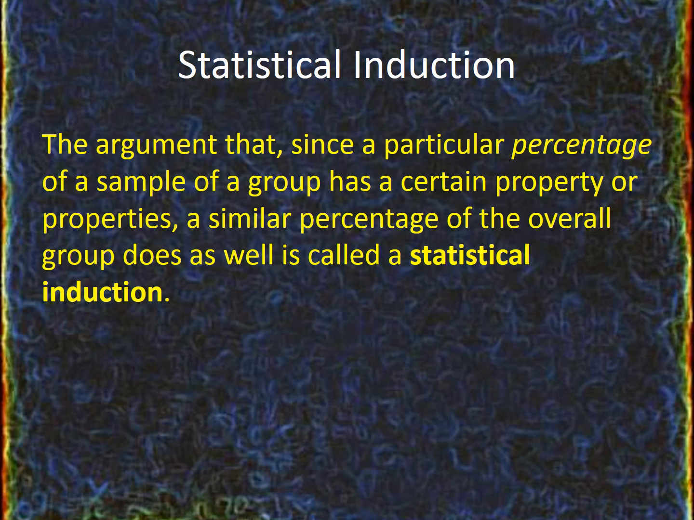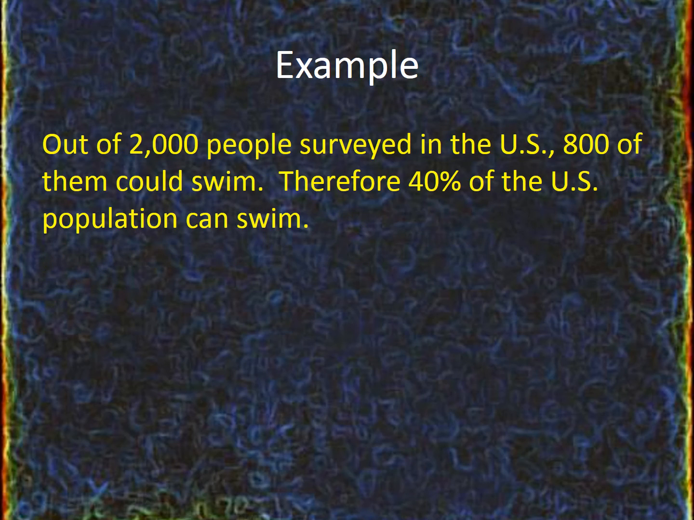A statistical induction is an argument that since a particular percentage of a sample population has a certain property or properties, a similar percentage of the overall group does as well. Here's an example, and I'm just making these numbers up. Suppose that there was the following study. Out of 2,000 people surveyed in the US, 800 of them could swim. So 40% of the US population roughly can swim.